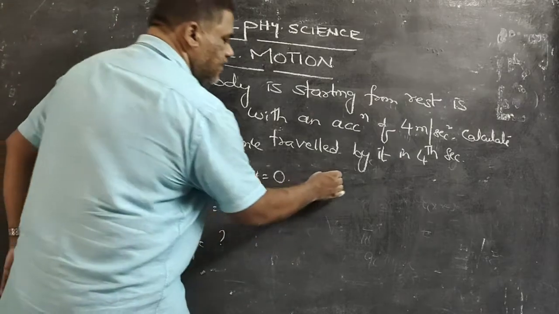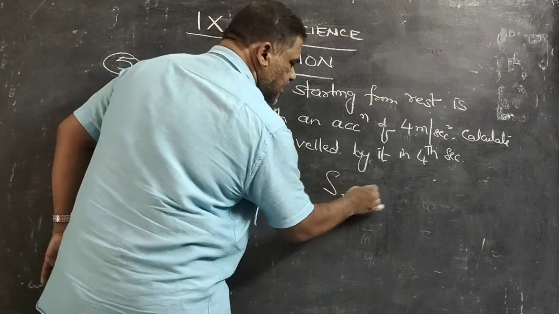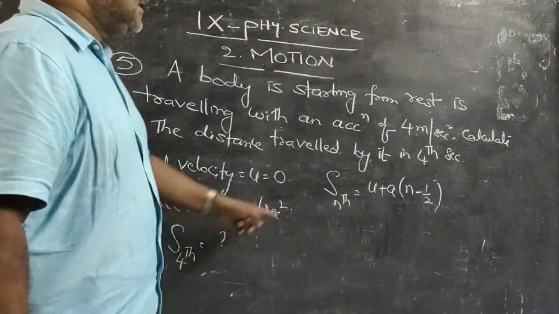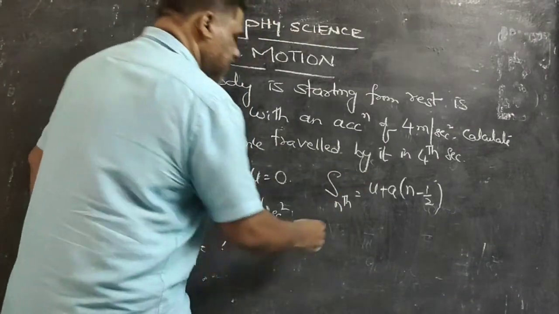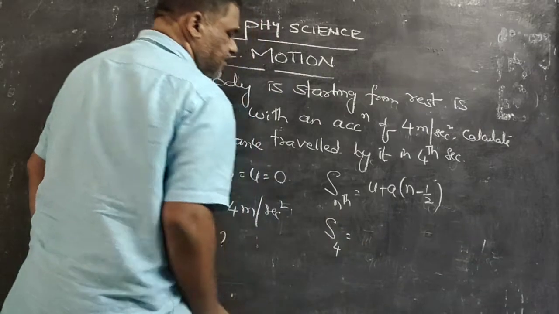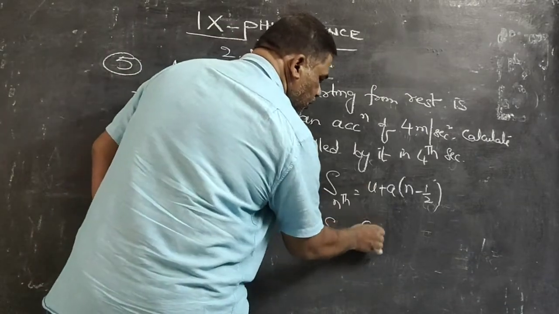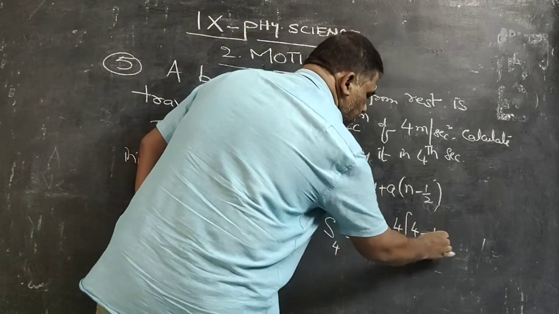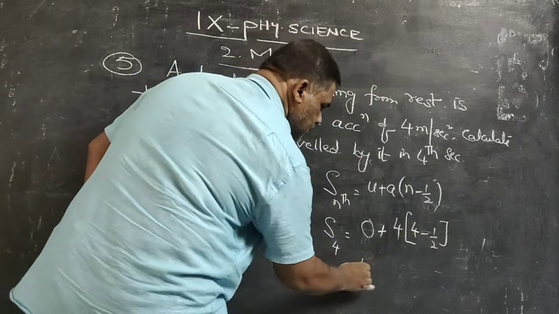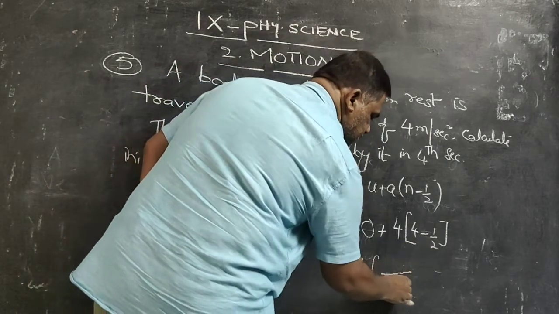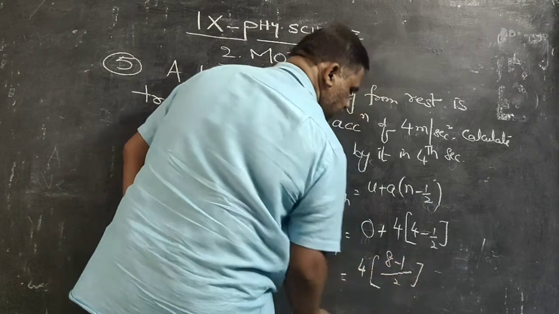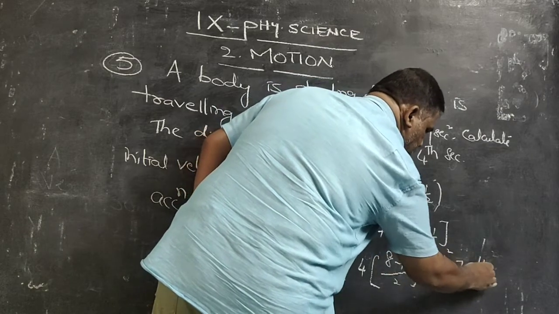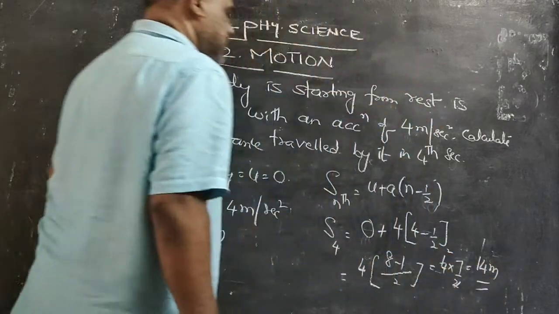So distance travelled by a body in a particular second, Sn is equal to, formula is, u plus a into n minus half. This is the distance travelled by a body in a particular second. Distance travelled by a body in fourth second means n is equal to 4, you have to substitute. u value is 0, acceleration is 4, n value is 4 minus half. 4 into, here LCM is 2, 2 4s are 8 minus 1. So it is 4 into 7 by 2. So distance travelled is 14 meters.